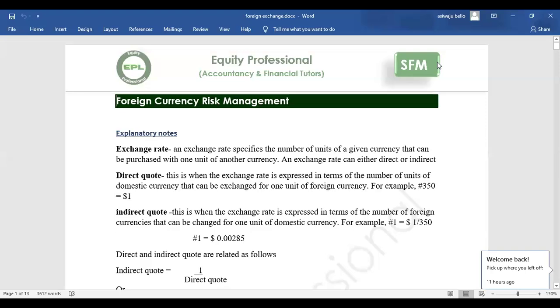Like I said, the class will be rounding up tonight with currency hedging.